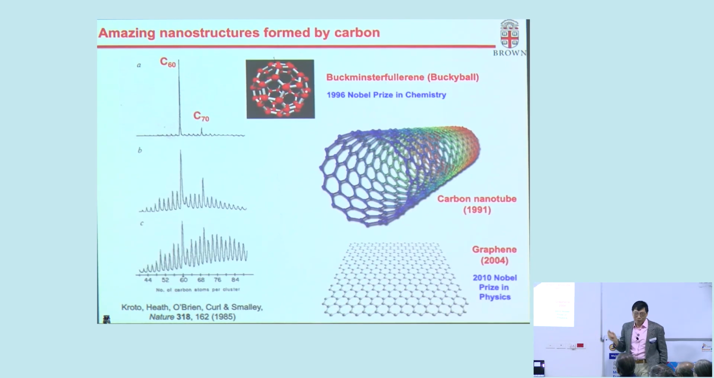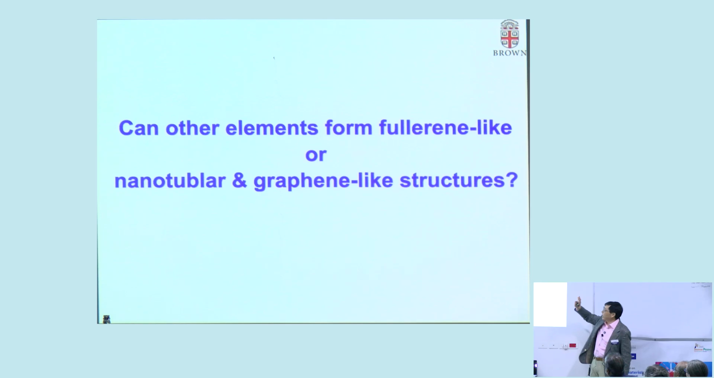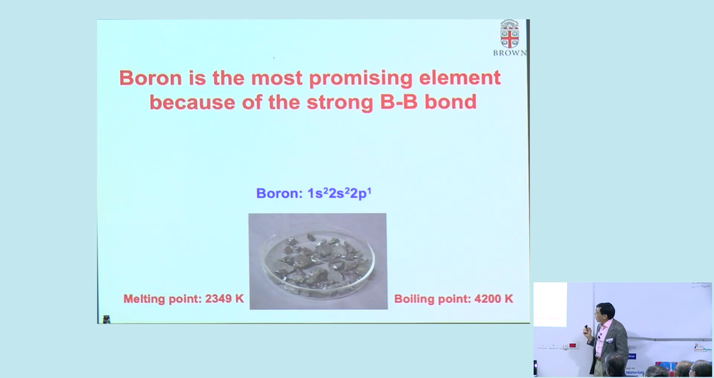So the question is why boron, right? I already showed earlier that the carbon cluster gave us all this amazing nanostructure, right? So fullerenes, carbon nanotubes, new 2-dimensional materials. So the question we're asking is, okay, can other elements form fullerene-like structures or graphene-like structures? So we saw that boron is the most promising element because of the strong boron-boron bond.